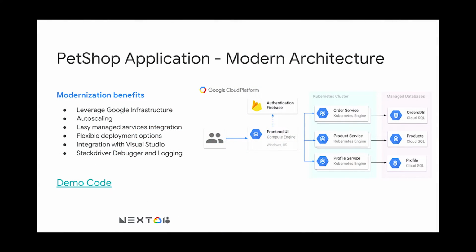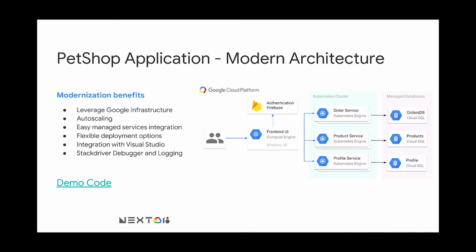So this is just a reminder of the simple architecture of our pet shop application. And now what we want to do is slightly modernize it. So in this case, you can see that we will try to expose some of that functionality as microservices. So we'll still have a front end, which is Windows and IIS, and that will work against 3 microservices: orders, product, and profile. Those, in turn, will work against managed databases.